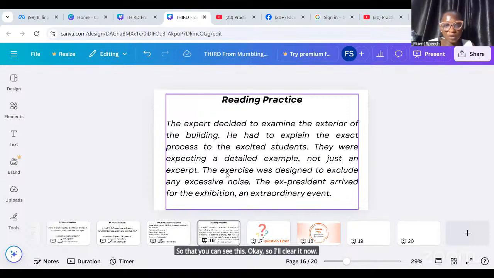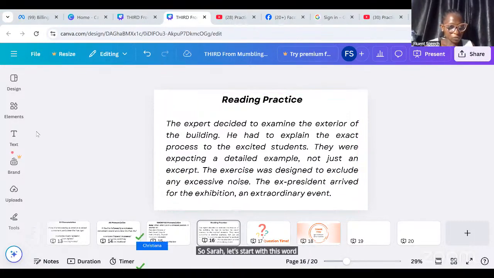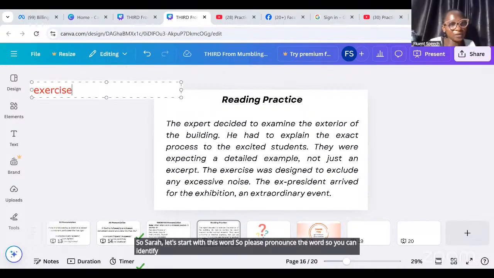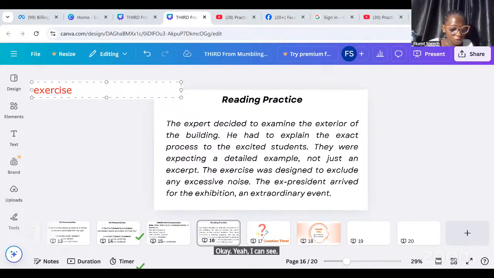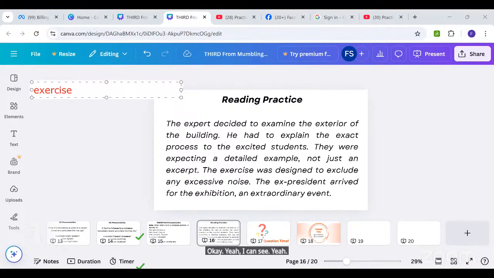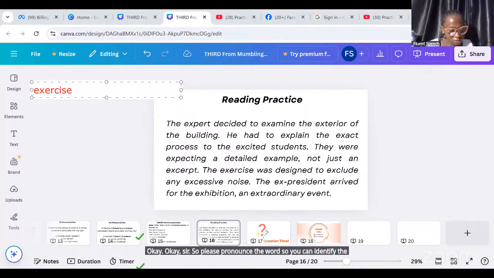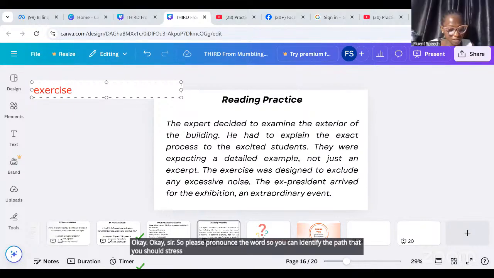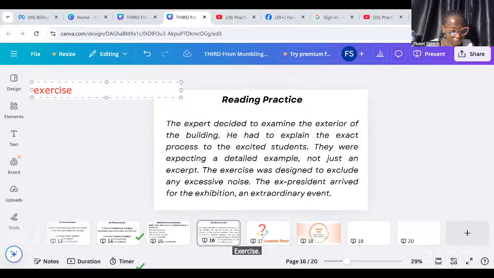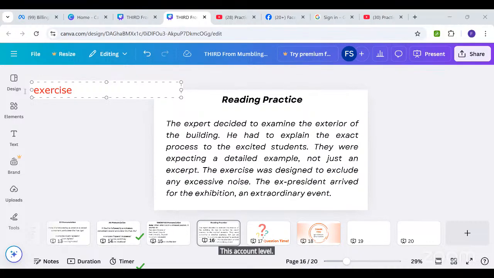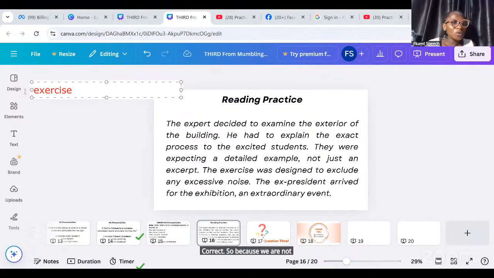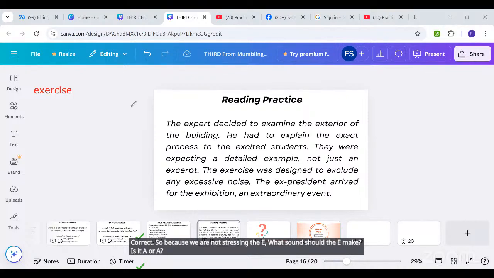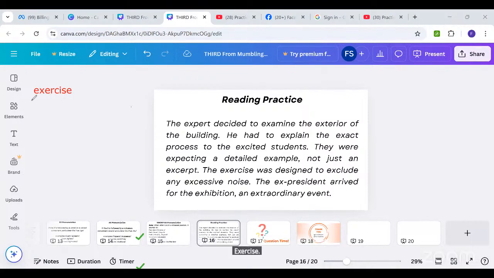So sir, let's start with this word. Please pronounce the word so you can identify the part that you should stress. Exercise. Okay, so what part are we stressing? The first or the second? The second. Correct. Because we are not stressing the E, what sound should the E make? Is it A or E? It is A. Exercise.